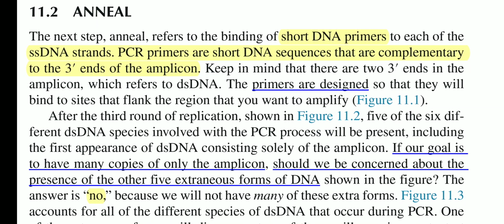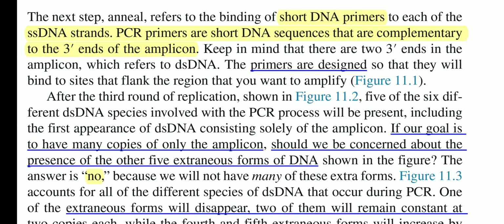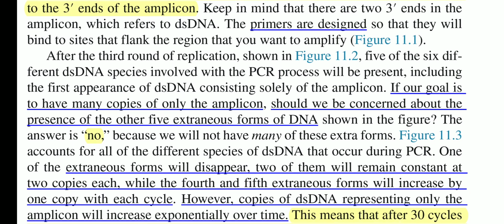Here the PCR primers are short DNA sequences that are complementary to the ends of your amplicon. Amplicon is the first segment, the first segment that is taken for the cycle to replicate, to make the copies. Here it's written: if your goal is to have many copies of only the amplicon, should we be concerned about the presence of other extraneous forms of DNA?